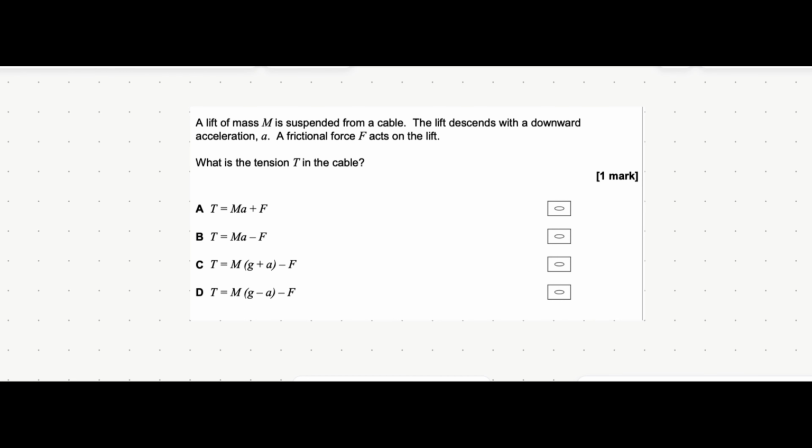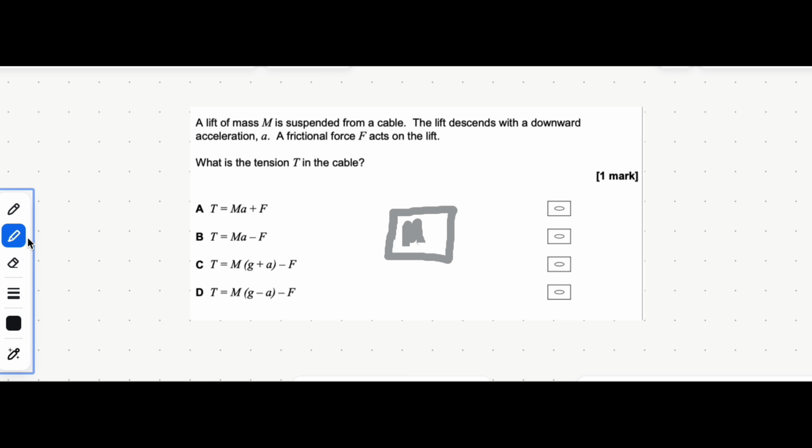F equals ma is quite useful because it helps you understand how F equals ma is used without any numbers or anything, just fully understanding. So it tells you a lift of mass m, so I'd always recommend drawing it out. So we have a lift of mass m.